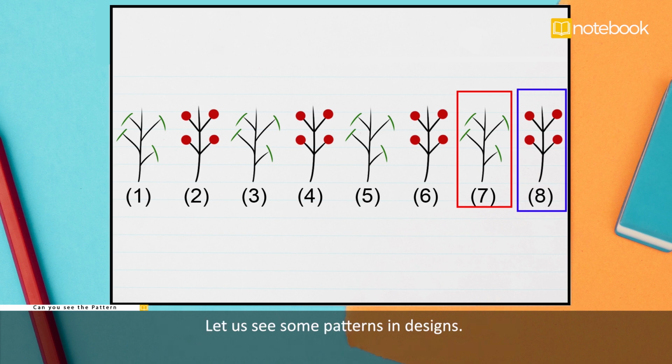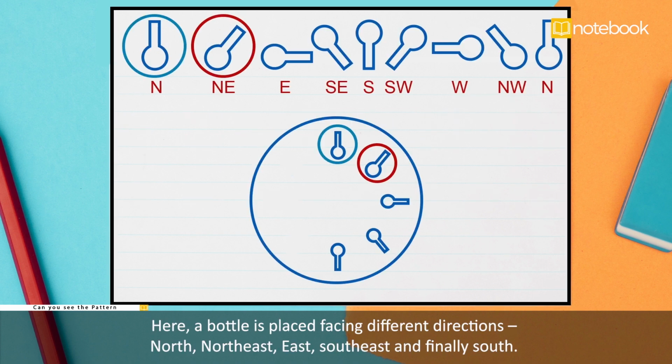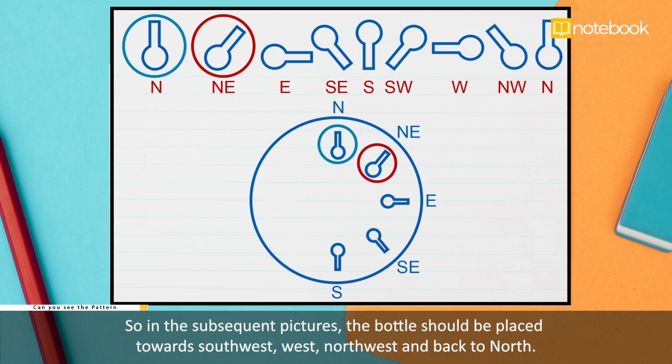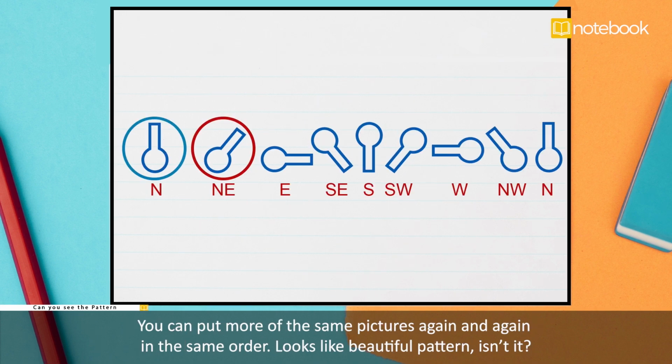Let us see some patterns in designs. Here, a bottle is placed facing different directions: north, northeast, east, southeast and finally south. See how the pattern has completed a half circle? To continue the pattern, let's complete the circle. So in the subsequent pictures, the bottle should be placed towards southwest, west, northwest and back to the north. You can put more of the same pictures again and again in the same order. Looks like a beautiful pattern, isn't it?